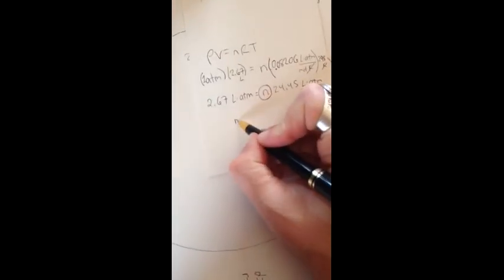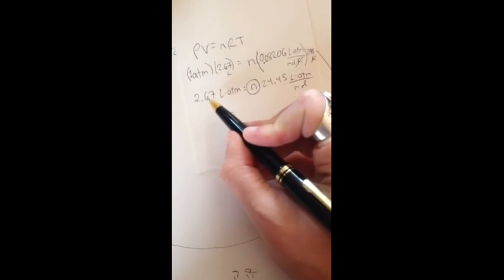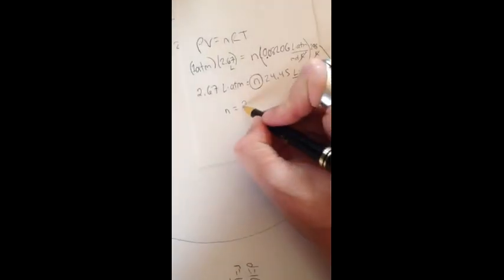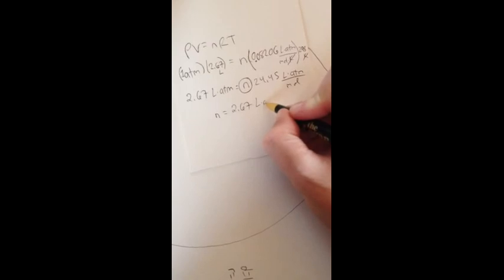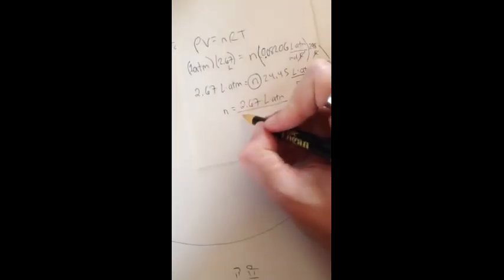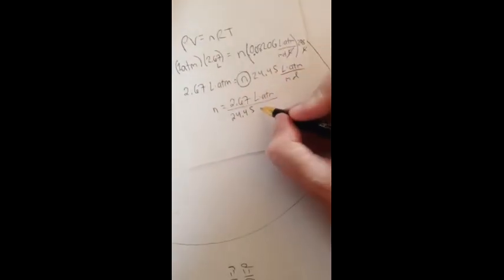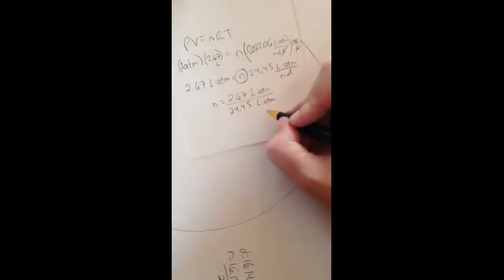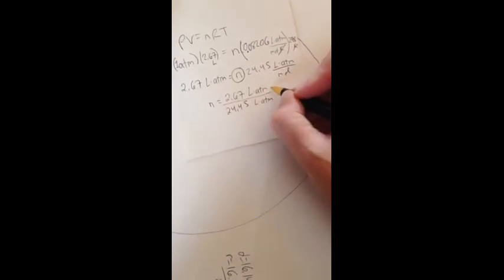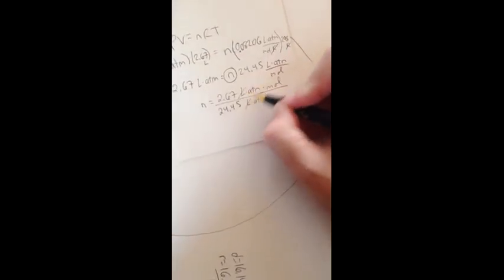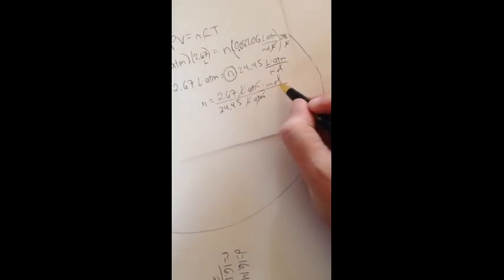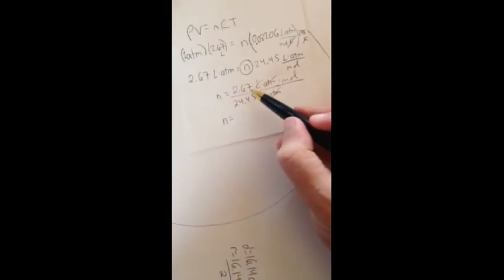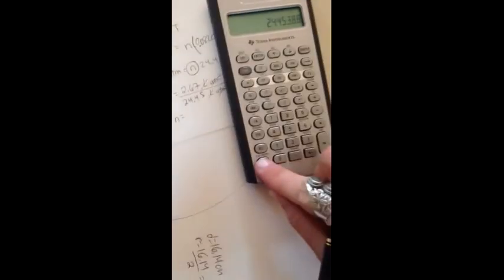Okay, so we're solving for N. We want to put N on a side by itself. So that means we have to take 2.67 liters times atm and divide by 24.45 liters times atm over moles. So when the moles are on the bottom of a fraction in the denominator, that actually ends up on top. So now let's look at what cancels. Liters, atm. So we end up with the unit of moles. That's great because N represents moles. We're on the right track. We know we did that right. So 2.67 over 24.45.